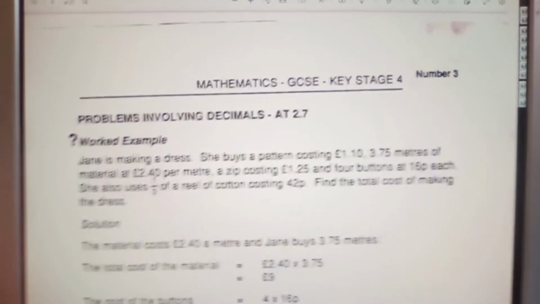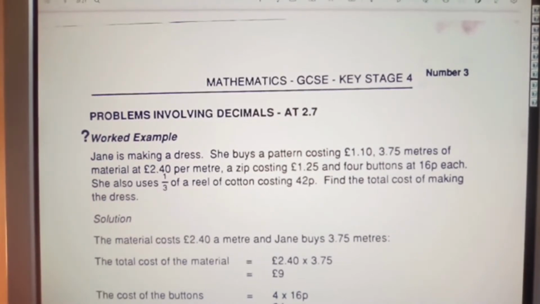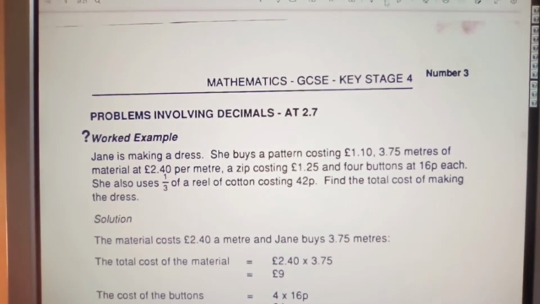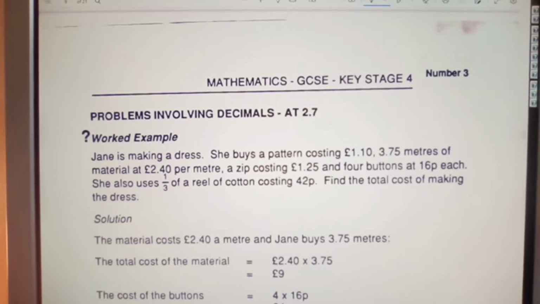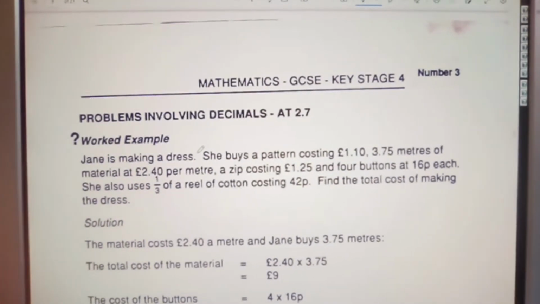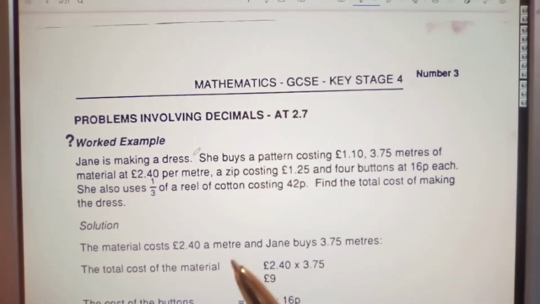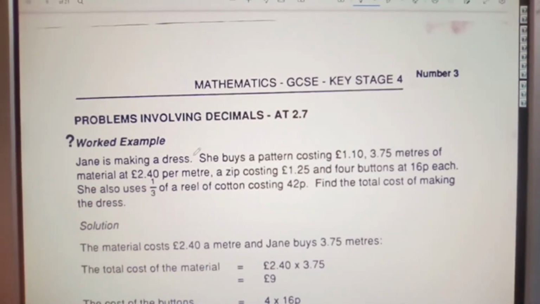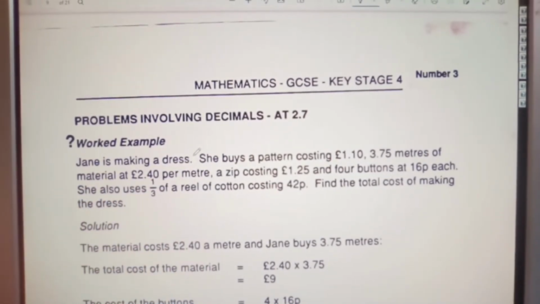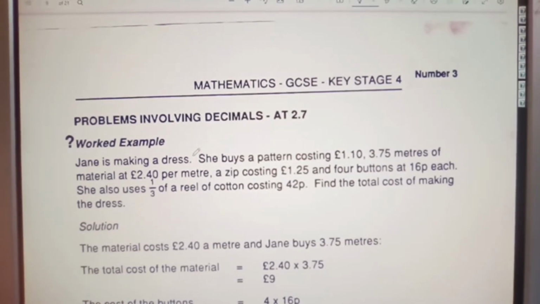Right, let me get my pen out, and today I'm going to use dark brown. Now, what I want to look at is how we look at a problem and come to a solution for that problem in regards to decimals.